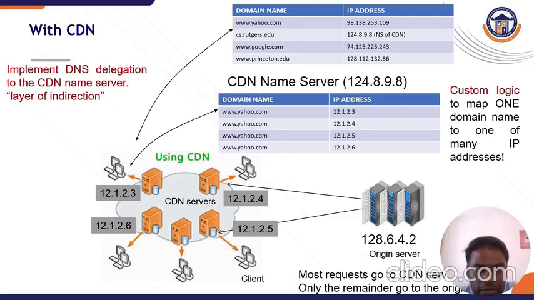Implementing DNS delegation to the CDN name server adds a layer of indirection. As we look into it, first is the domain name's address, then the CDN server according to the domain name. Then we do a custom mapping of one domain to one or many IP addresses. Using a CDN, the CDN servers transfer the data from the origin server to keep a duplicated copy at the most frequently used locations, and clients get the data directly from the CDN server instead of accessing the original server every time. Most requests go to CDN servers, and only the remainder go to the origin servers.